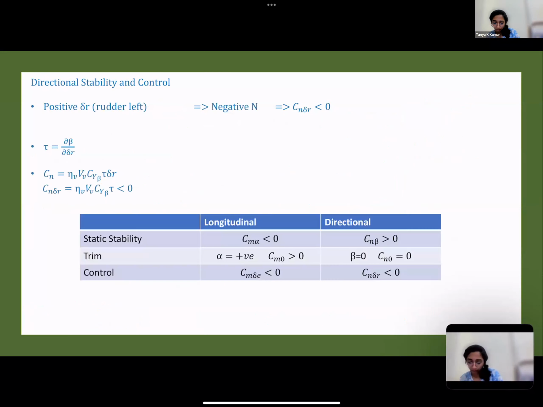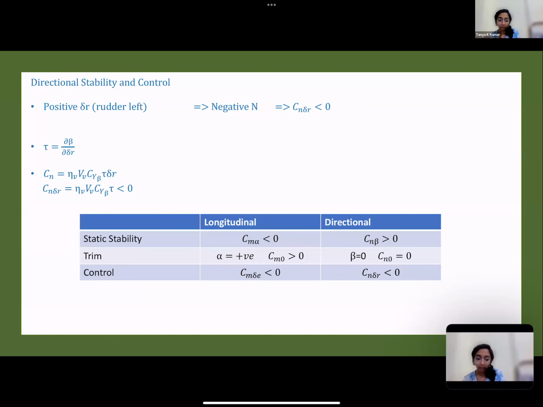Now, just a comparison between the longitudinal and directional case, this table is given here. For static longitudinal stability, you require Cm alpha to be negative. In this case, you require Cn beta to be positive. The trim condition in your longitudinal case was that Cm naught should be positive to trim at positive angle of attack. For your directional case, Cn naught is usually 0 because you require to be trimming your aircraft at a 0 beta angle. Okay, so Cn naught is 0 and it's a symmetric effort.